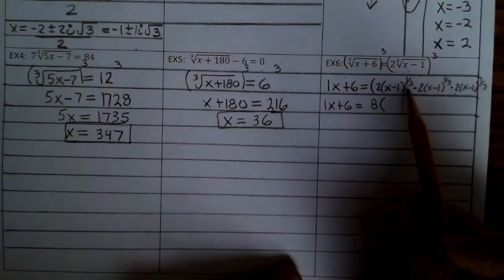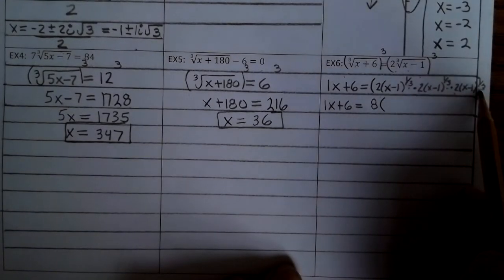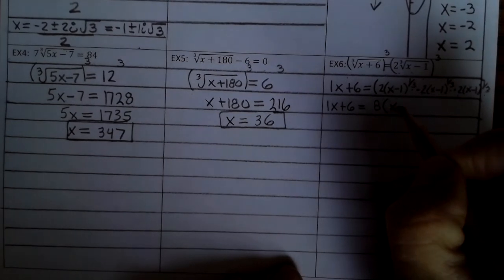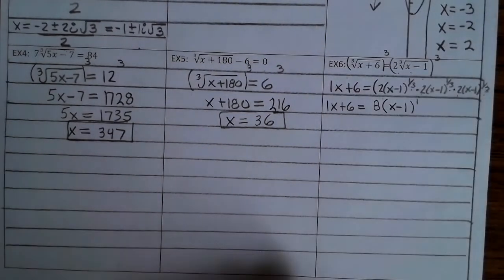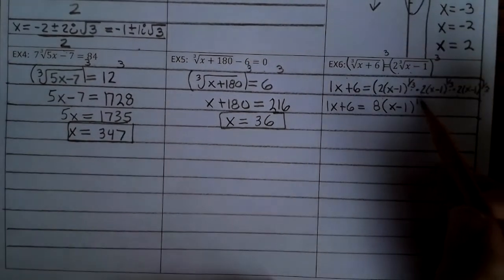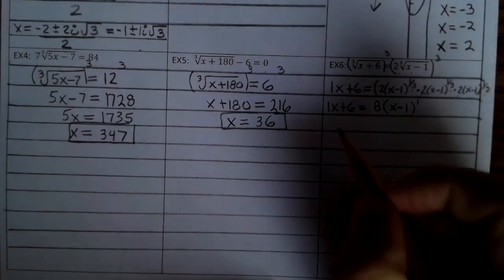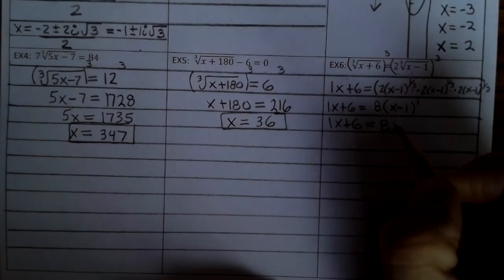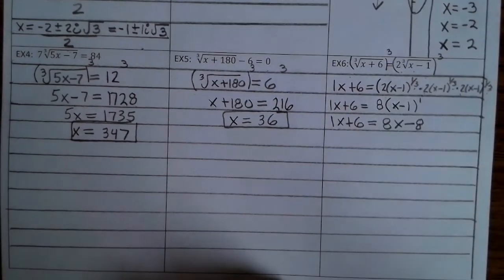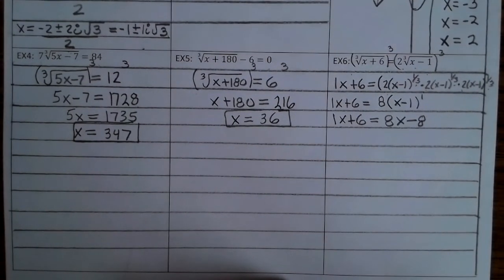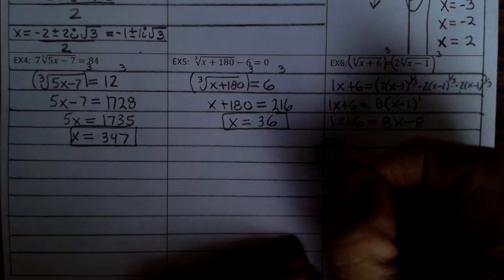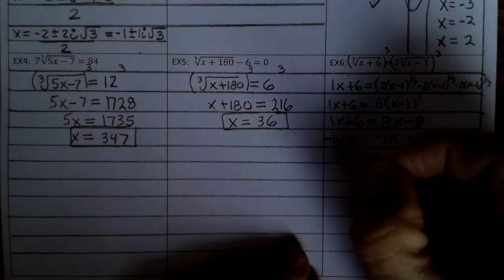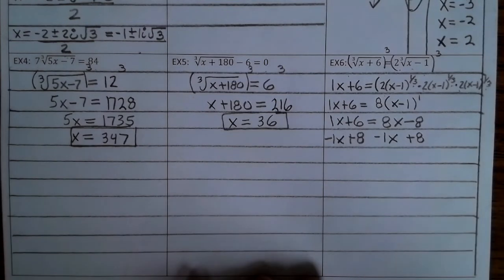But really, we can ignore that 1 and we just distribute the 8. So that's 1x plus 6 equals 8x minus 8. All right. Now, we're going to want to subtract 1x from both sides and add 8 to both sides. Those cancel. You're left with 14 equals 7x. Those cancel. Divide both sides by 7. x equals 2.